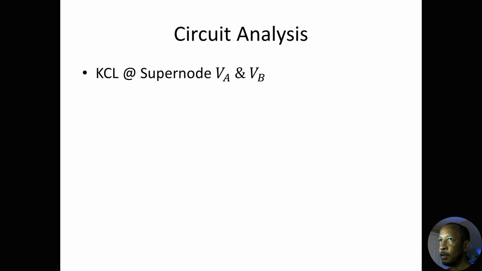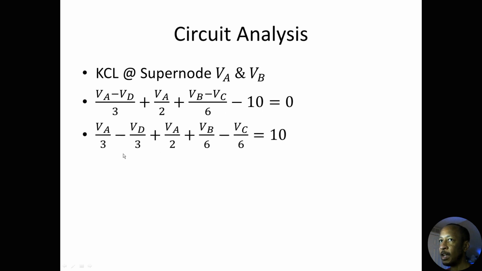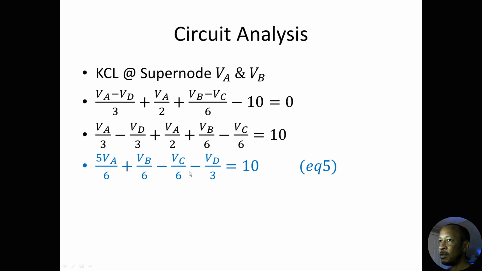Next, I have KCL at supernode VA and VB. That gives me (VA minus VD) over 3 plus VA over 2 plus (VB minus VC) over 6 minus 10 equals 0. Next, I have VA over 3 minus VD over 3 plus VA over 2 plus VB over 6 minus VC over 6 equals 10. Next, I have 5VA over 6 plus VB over 6 minus VC over 6 minus VD over 3 equals 10.